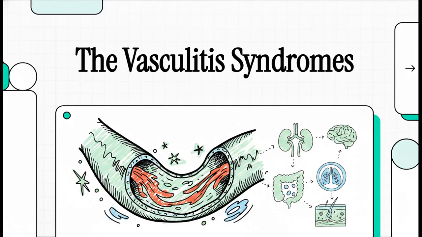At its core, vasculitis is a clinico-pathologic process where blood vessels get inflamed and damaged. This compromises the vessel lumen and ultimately leads to tissue ischemia. But as we're going to see, the way this plays out across different organ systems is just incredibly diverse.